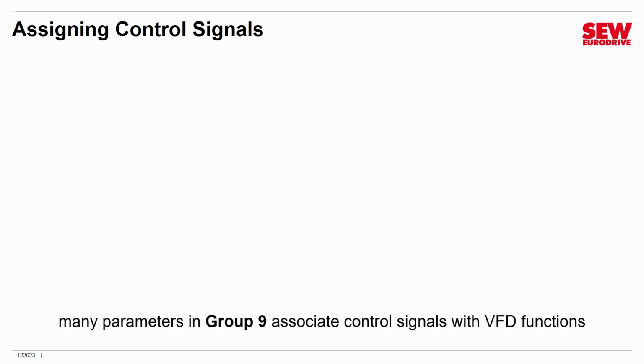Okay, so that's our speed sources. So now we need to move on to setting up control signals to tell the VFD what to do. There are many parameters in Group 9 that are used for these functions, so I'm not going to be able just to give you a range of them.